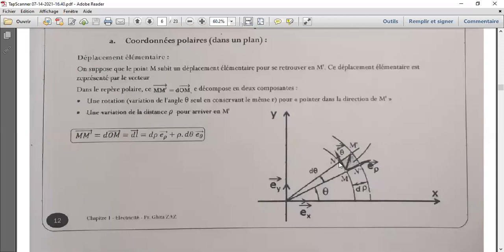Now for this point, which is here, to move to M prime, what will vary here? Is it the theta or what? We see here that theta will still remain the same, because theta has already moved.